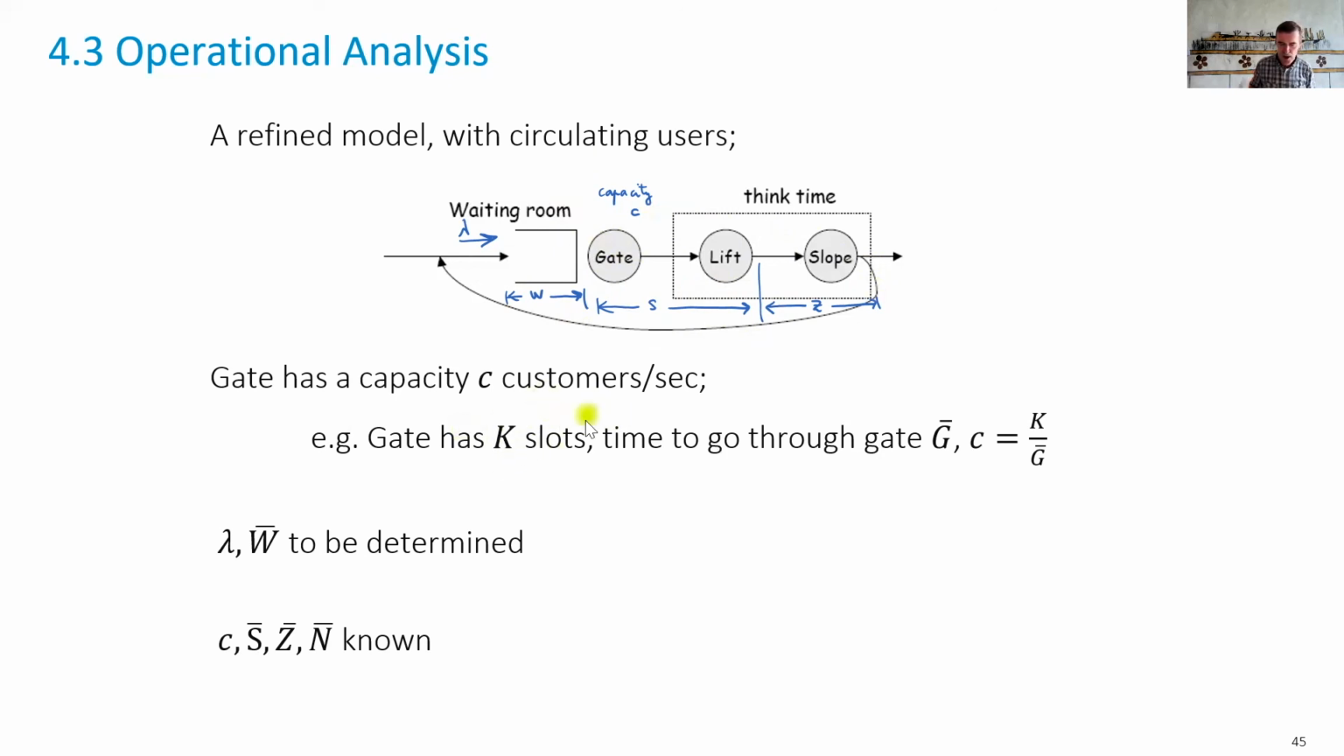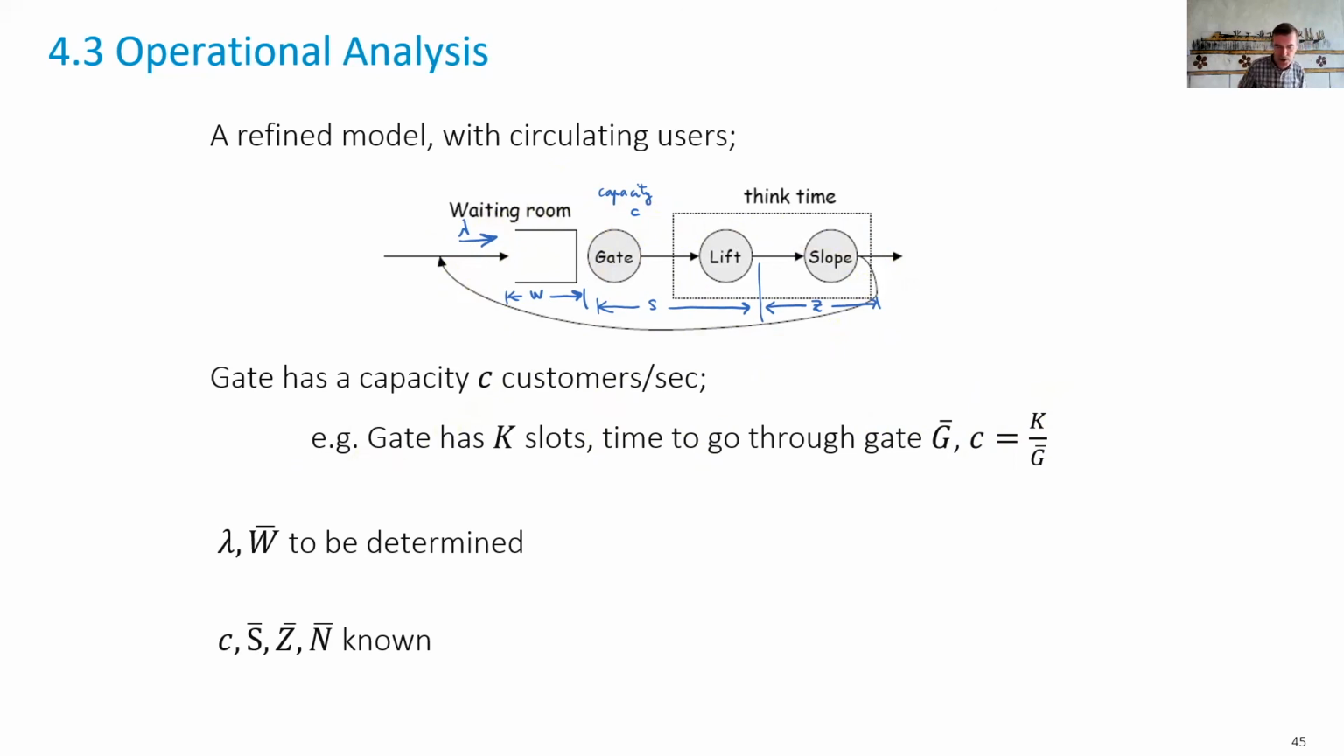If we want a more refined model, how do we get the capacity C? Well, if the gate has K slots, and the time taken by a customer to traverse the gate is G bar, then we can see the capacity as K over G bar. So we can have more than one customer system, but still that corresponds to the same capacity. And now the question is, if I have this closed system, what is W? How does W depend on C and on lambda?